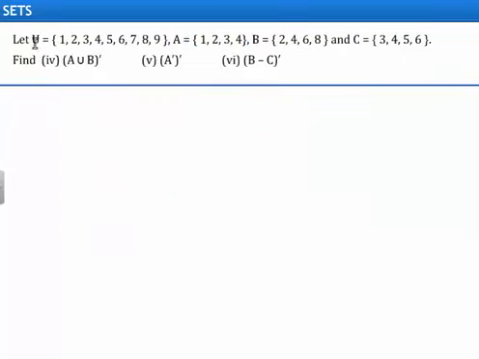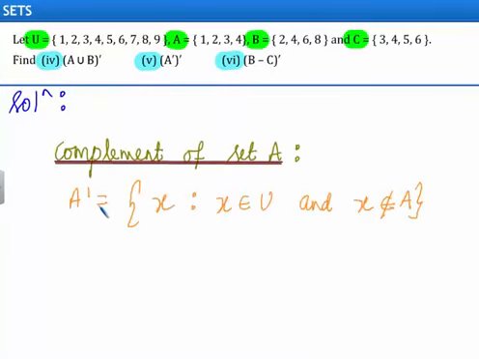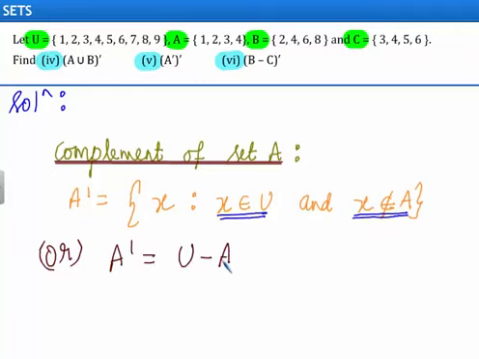In this problem, we are given 4 sets, the universal set and the sets A, B and C. We need to find the following. Let us begin with the solution. Let us recall the definition of complement of set A. So A complement will be equal to set of all x such that x belongs to the universal set and x does not belong to the set A. Or complement of A is equal to U minus A.